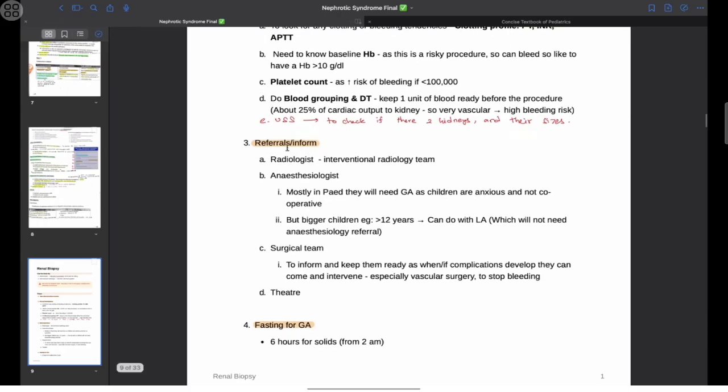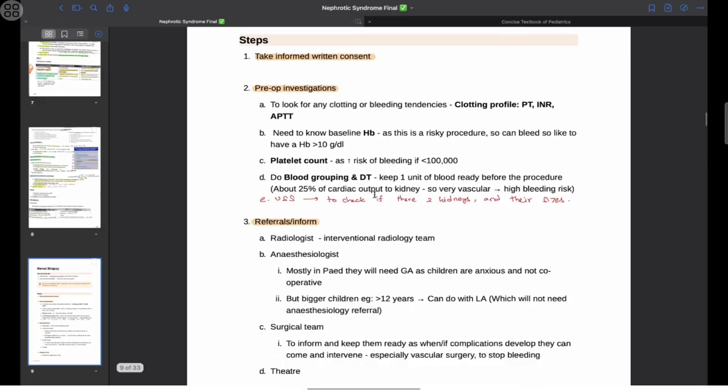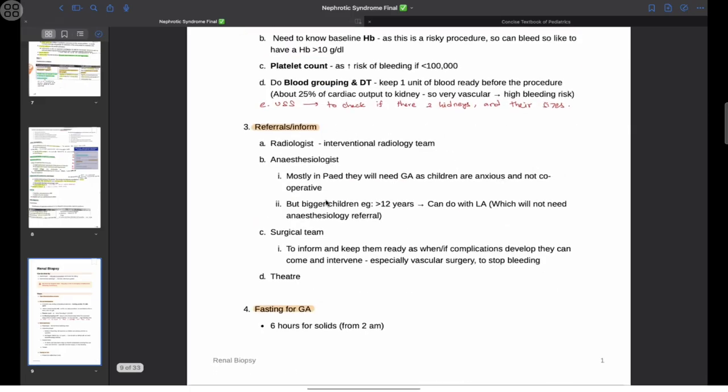Then other things to do, so remember informed consent, pre-op investigations, then referrals, or you need to inform these people: your radiologist, the interventional radiology team, and the anesthesiologist, because they will need general anesthesia. If the child is bigger, more than 12 years, then you can do local anesthesia, but usually it's done under general anesthesia. And you have to also inform the surgical team, because if there are complications that develop during the surgery, then you will have to call the vascular surgical team to come and intervene. And then you should also inform the theater.